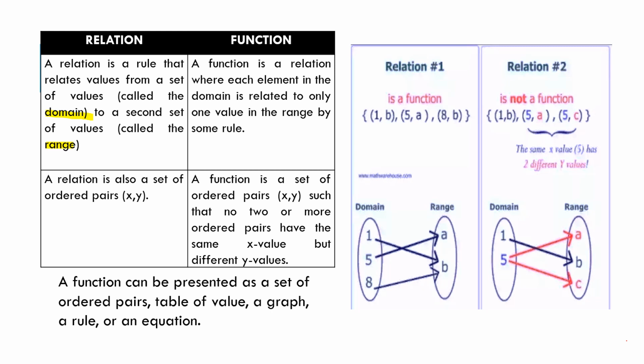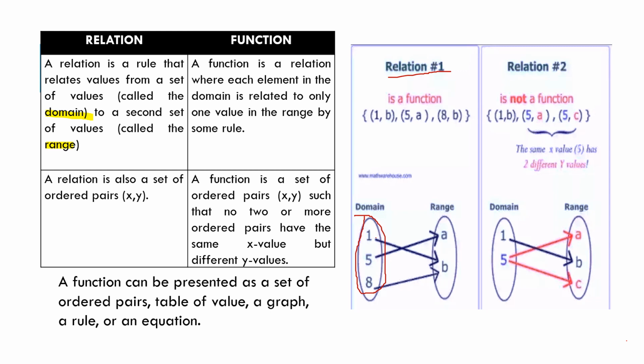Ano naman itong function? Ang ibig sabihin ng first definition ng function dito ay sa bawat element ng input or domain, meron lang dapat siyang isang value ng output or range. So, in this example or relation number 1, it is a function. As you can see sa elements ng domain, na 1, 5, and 8, tig-iisa lang ang partner nila.